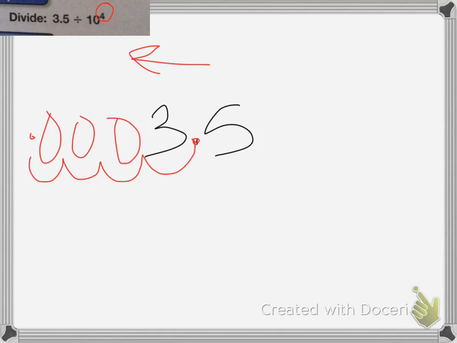Okay, so the power tells you how many times to move it, and then the sign, multiply or divide, tells you which way. Multiply, you move it to the right. Divide, you move it to the left. And that's it for this lesson.